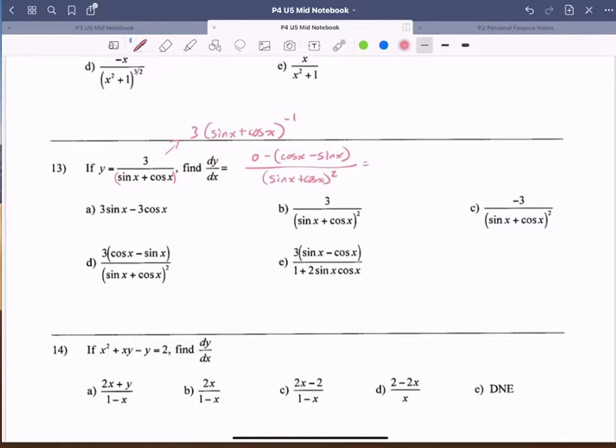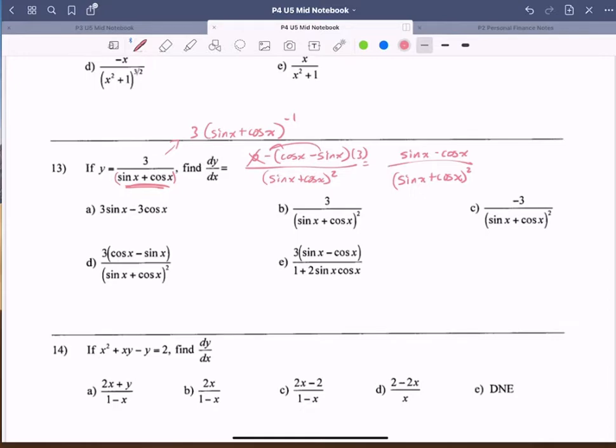Okay, so a little bit of simplification. I'm going to have to distribute this negative. The 0 nobody cares about, so we now have a positive sine x and a negative cosine x on the numerator. On the denominator, we have (sine x plus cosine x) squared. Oh, snap. What happened to the 3? Yeah, there should be a 3 right here, multiplying, because you take the derivative of the denominator and then multiply it by the top. So, yeah, I got the 3 there.